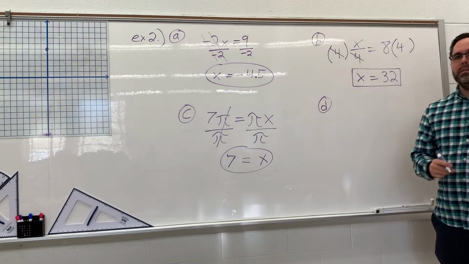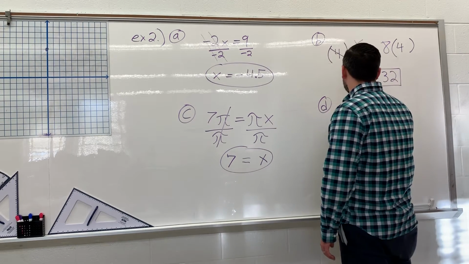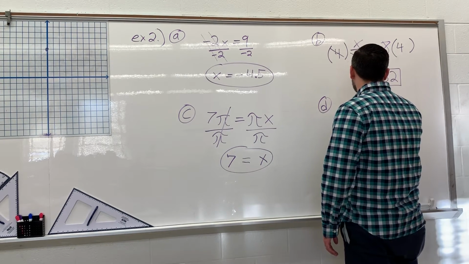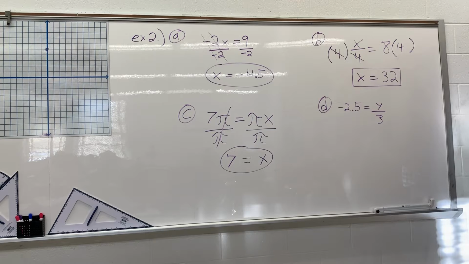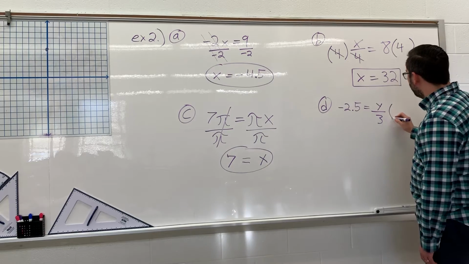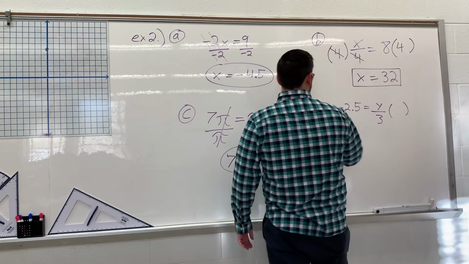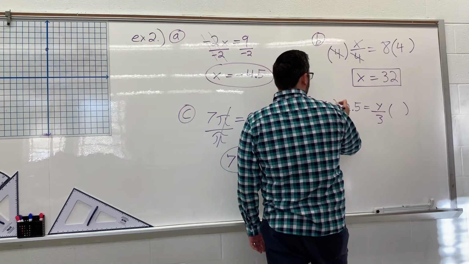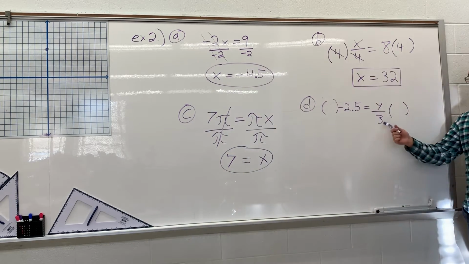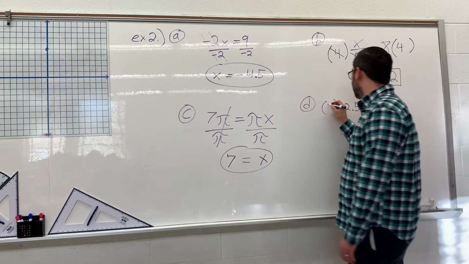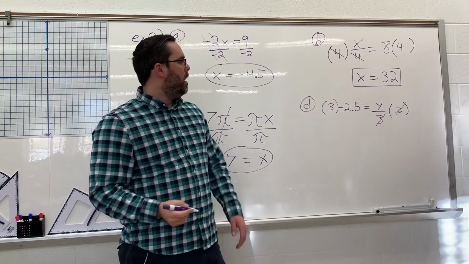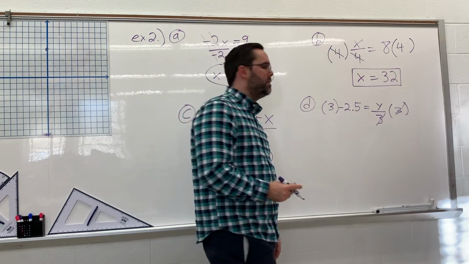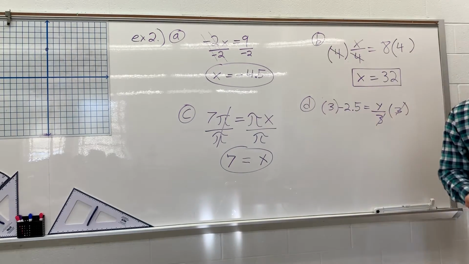Alright, D. Danielle, what's D? Negative 2.5 equals y over 3. What operation do you see? Division. So we use multiplication. Now what do we multiply by? We multiply by whatever we're trying to get rid of. In this case, we're trying to get rid of the 3. So 3 times, and the 3's cancel. And what is 3 times negative 2.5? Don't guess. Plug it in your calculator, please. Negative 7.5.